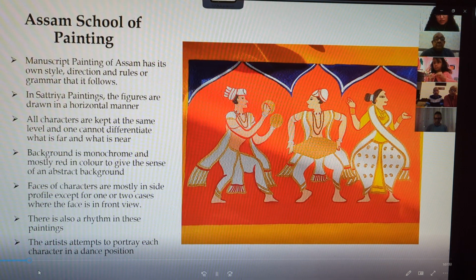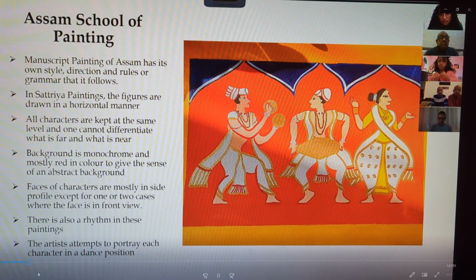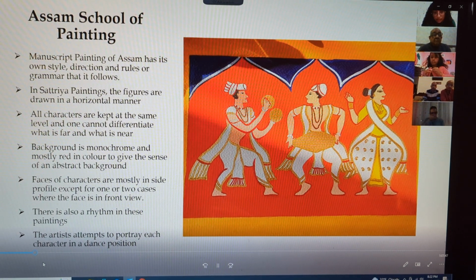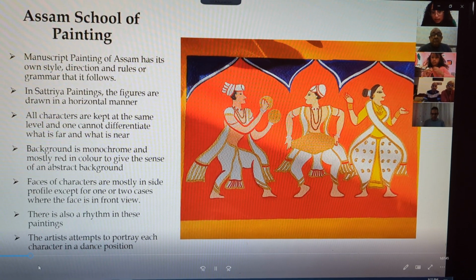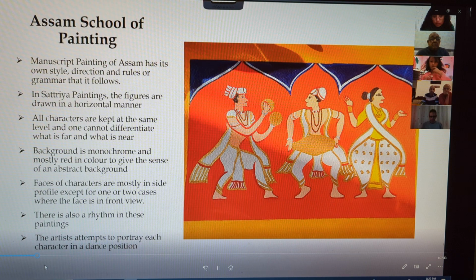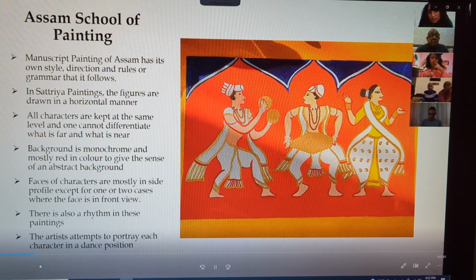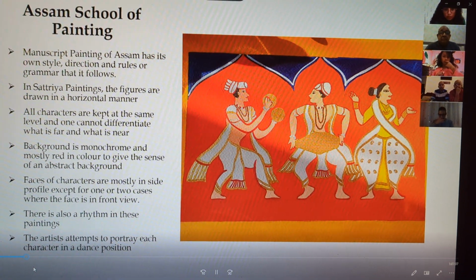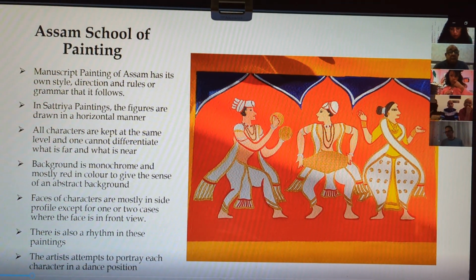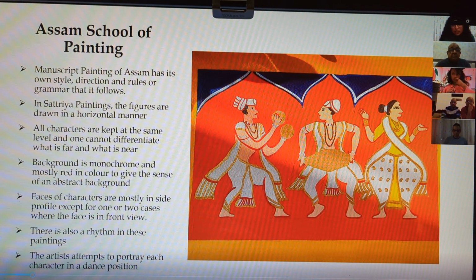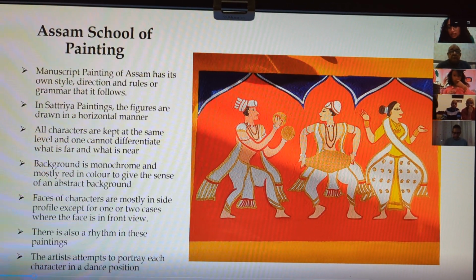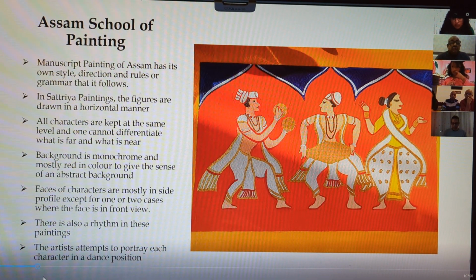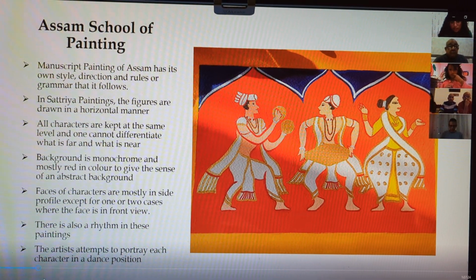So the Assam School of Painting has its own rules. For example, all these characters, the figures, are drawn in a horizontal manner. Number two, the characters are kept at the same level. Background is monochrome to show an abstract background, and all the faces of the characters are in side profile, except for one or two cases like Lord Brahma. We show the front view of Lord Brahma. Rest of the figures are in the side profile.